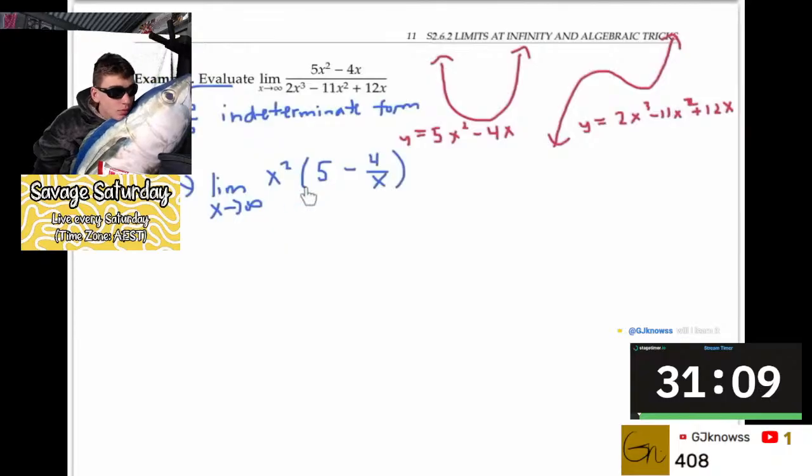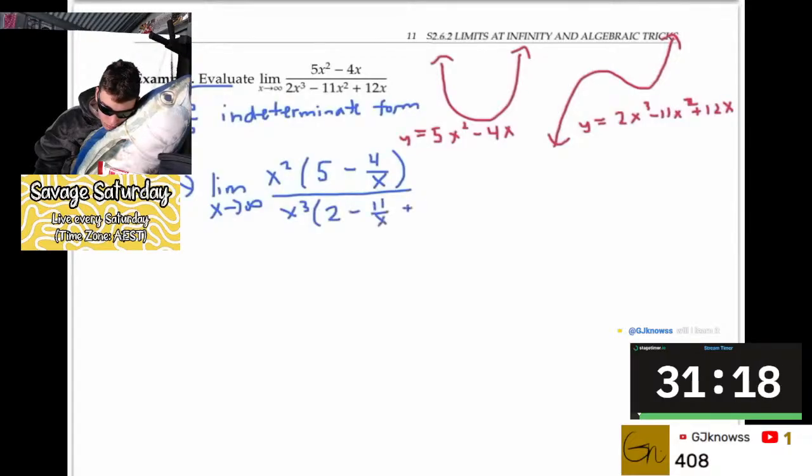You can check that this works by distributing the x squared and making sure we get back to the original expression. Now the highest power of x I see in the denominator is x cubed. So I'll factor out an x cubed from each of those terms. I get a 2 minus 11 over x plus 12 over x squared. Because factoring out an x cubed is the same as dividing each term by x cubed and then writing the x cubed on the side.